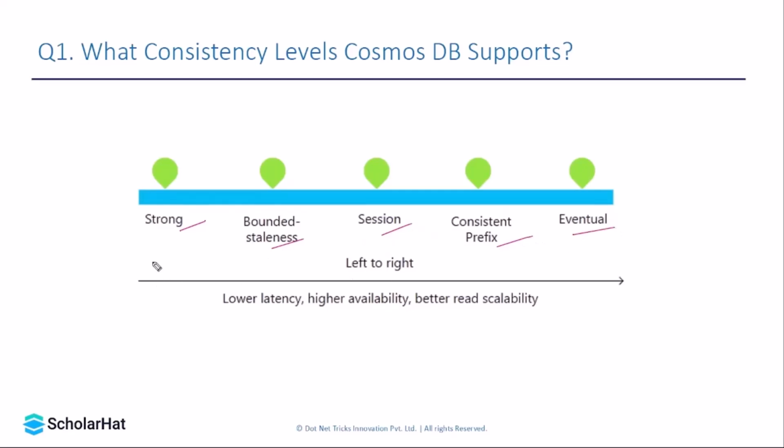The one mentioned on the left provides low latency, whereas the one on the right provides higher latency. Low latency means high availability and better read scalability. We'll understand strong, bounded staleness, session, and consistent prefix in the next slide. But from this slide, from an interview perspective, if someone asks what you mean by a consistency level in Cosmos DB, then you have to answer these 5 points: Cosmos DB supports 5 different types of consistency levels, that is strong, bounded staleness, session, consistent prefix, and eventual. Now let's move to the next slide in which we will discuss these levels in detail.